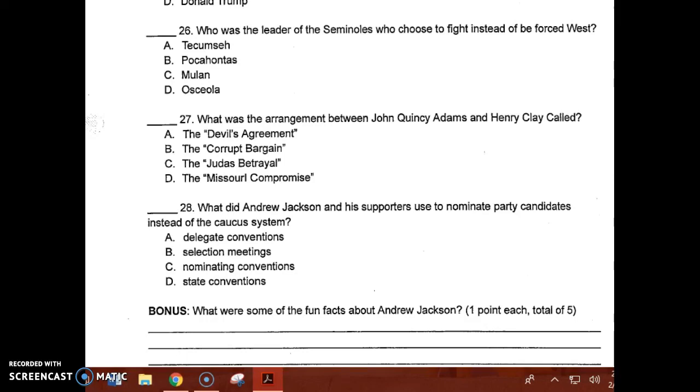27. What was the arrangement between John Quincy Adams and Henry Clay called? Did they call it A, the Devil's Agreement, B, the Corrupt Bargain, C, the Judas Betrayal, or D, the Missouri Compromise?